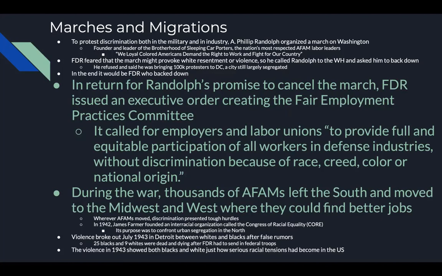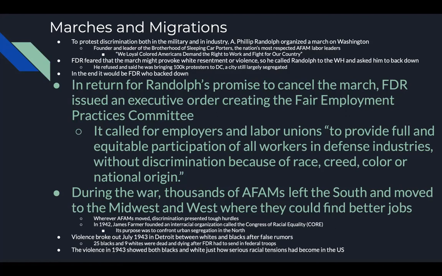FDR feared that the march might provoke white resentment or violence, so he called Randolph to the White House and asked him to back down. Randolph refused and said he was going to bring 100,000 protesters to D.C., a city still largely segregated. In the end, it would be FDR who backed down. In return for Randolph's promise to cancel the march, FDR issued an executive order creating the Fair Employment Practices Committee. It called for employers and labor unions to provide full and equitable participation of all workers in defense industries without discrimination of race, creed, color, or national origin.